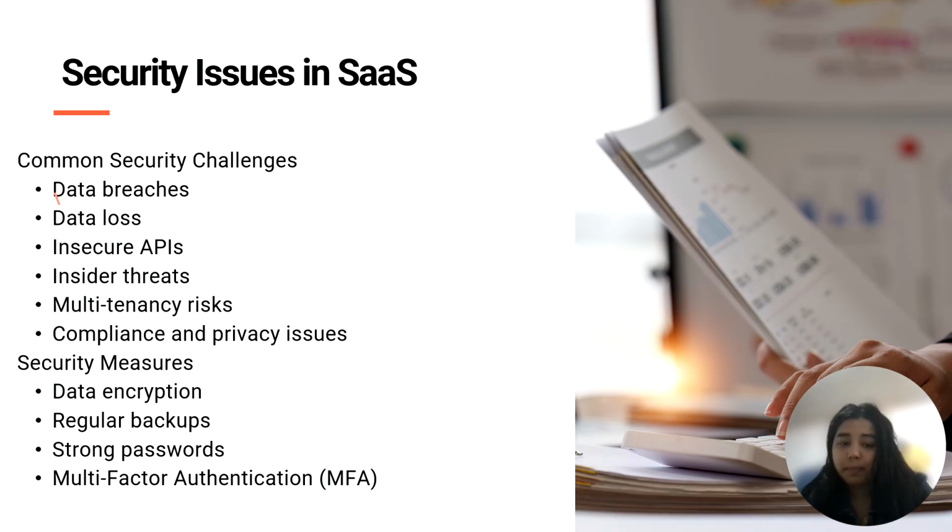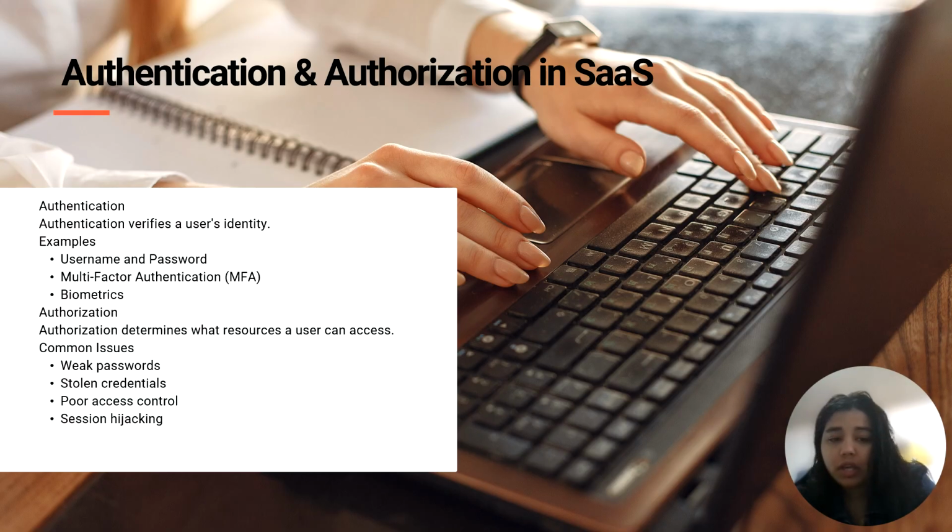Authentication and authorization. Now I'll talk about authentication and authorization in SaaS. Authentication and authorization are two important security concepts. Authentication means verifying a user's identity before allowing access to the system. Common authentication methods include username and password, multi-factor authentication, and biometric methods such as fingerprints or facial recognition. Authorization happens after authentication. It determines what a user is allowed to do within the system. For example, an administrator has more permissions than a regular employee.